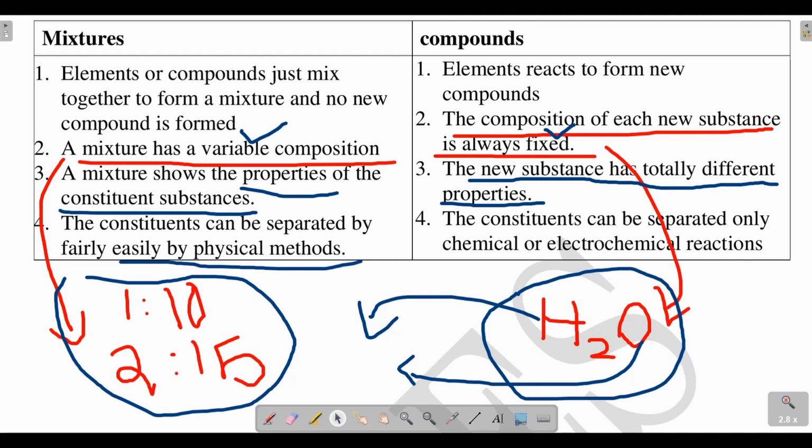For example, we have learned in class 8 about electrolysis, especially electrolysis of water. That means when electricity is passed through water with the help of electrodes, hydrogen and oxygen bubbles will be formed at the two electrodes. That means hydrogen and oxygen can be separated from water with the help of an electrochemical reaction. Not only electrochemical, in the case of some compounds, a simple chemical reaction can be used. Clear? So these are the differences between mixtures and compounds.